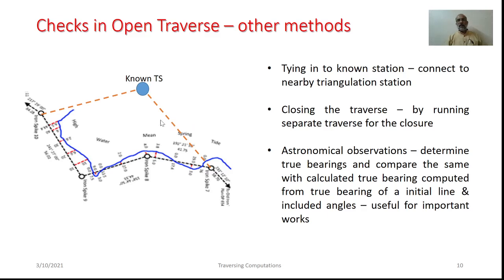If the network is very important, for example, if we are working with a geodetic survey, usually we refer to some stations and we have astronomical observations to determine the true bearings. The true bearings determined from these astronomical observations can be compared with the calculated true bearings, and accordingly we can apply the check on the open traverse.